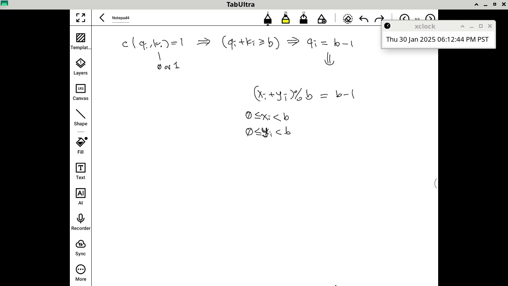This is why, by the way. If we know that xi plus yi mod b is b minus 1, and we also know that xi and yi are between 0 and b minus 1 inclusively, then the only conclusion you can make is xi plus yi cannot be greater than or equal to b. Does that follow or not? Okay, it follows for some people. So how do we prove that? That's one way to do it.